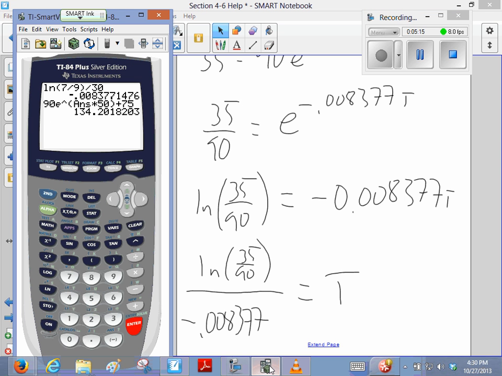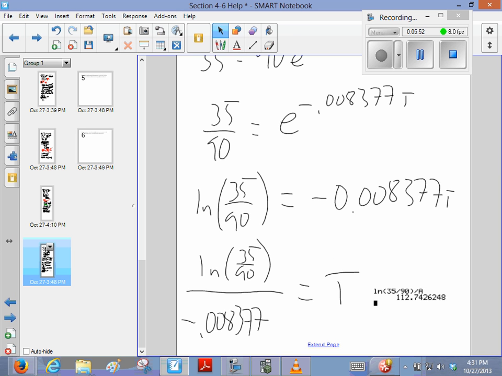Let's see. I'm going to grab that number and store it in a variable. Then I'm going to take the natural log of 35 divided by 90 and divide that by the variable I stored, and I'm getting 112, almost 113 minutes. Okay, and that's a Newton's law of cooling problem. You'll see more of this in calculus.